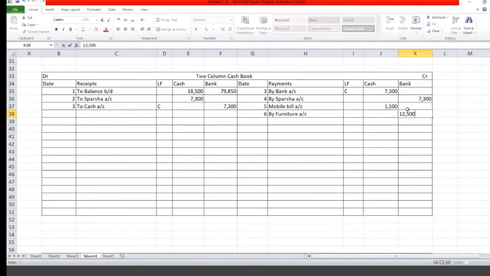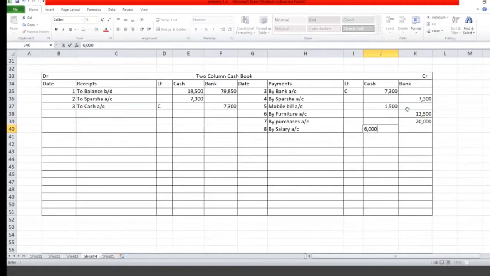Next transaction, bought goods and paid by check. Same thing, by purchases, enter in the bank column. What is the amount? By purchases 20,000. Next transaction, paid salary. Here they didn't mention anything, so it will be a default cash transaction. By salary account, amount 6,000 rupees.